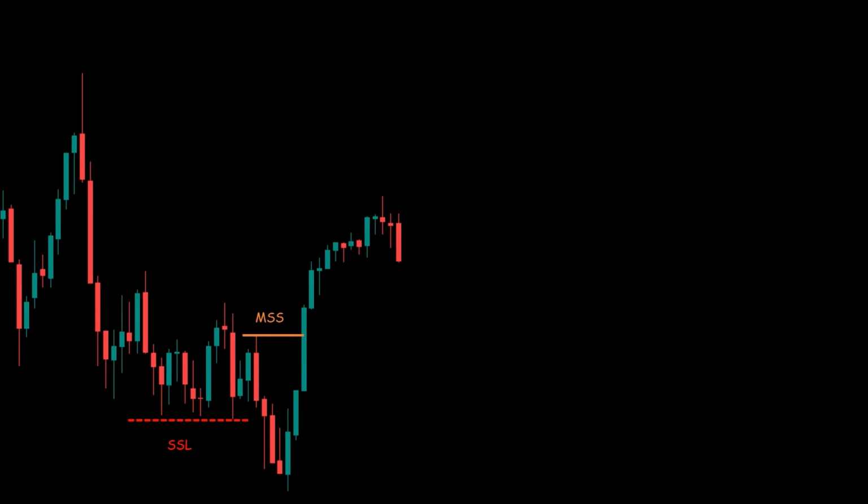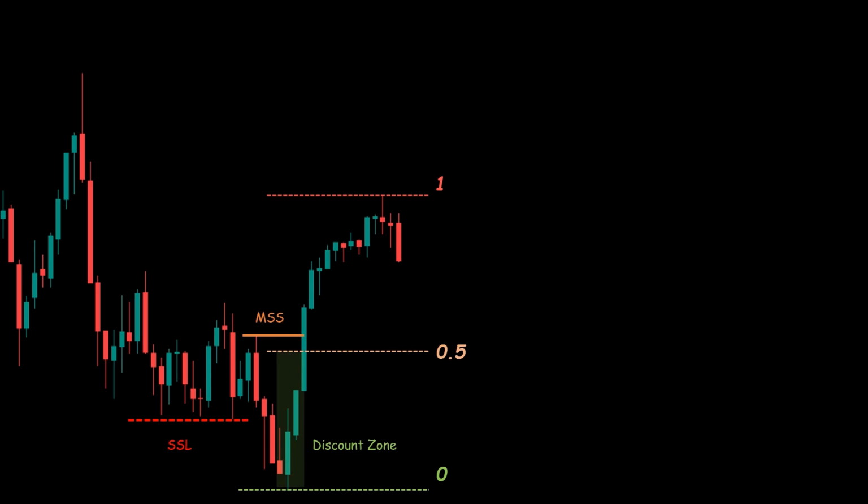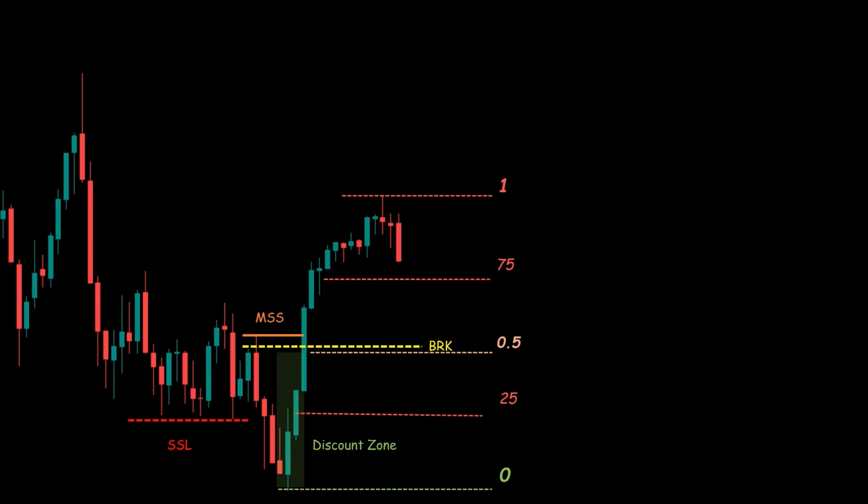Now let's go through each concept individually. First, discount and premium. Within this displacement range, I'm not looking to go long above the 50% mark. I want to enter somewhere in this discount zone, which I've highlighted in green. Taking that a step further, I'll refine this using the DRT, or Dealing Range tool. This shows me that my premium area is up here, where I definitely don't want to be longing, and my refined discount range is right here inside the DRT zone.